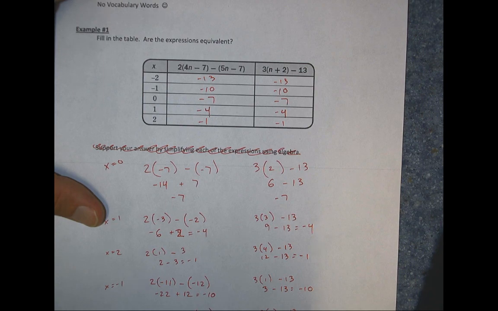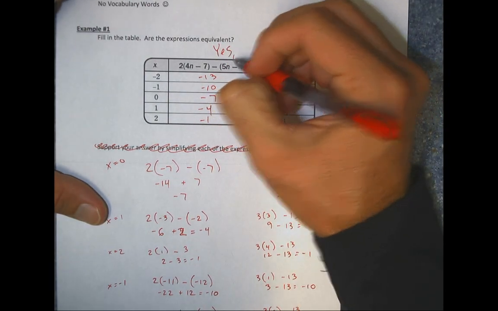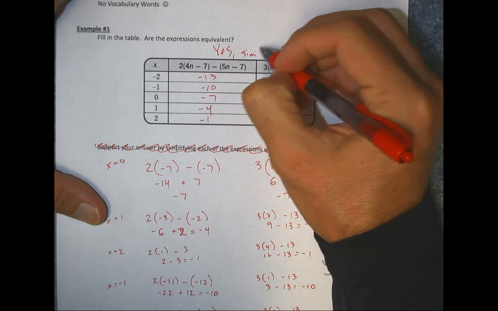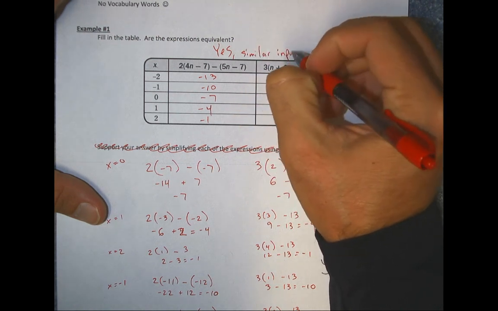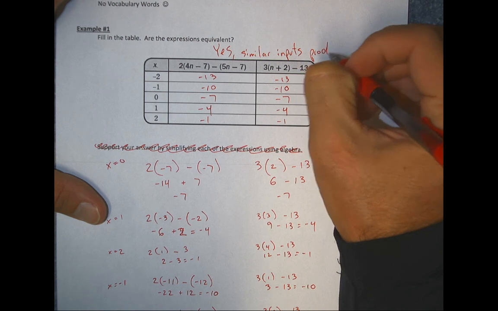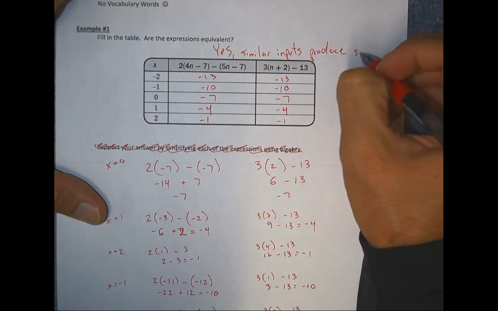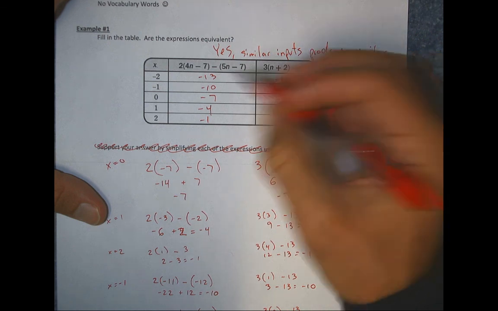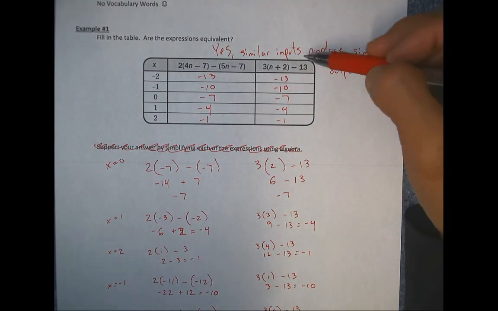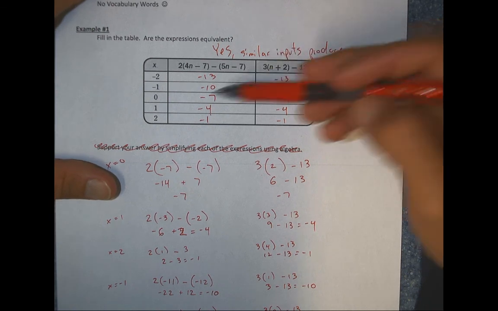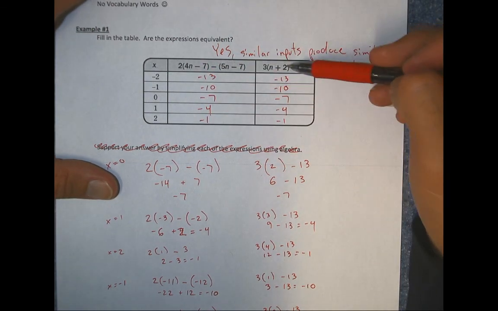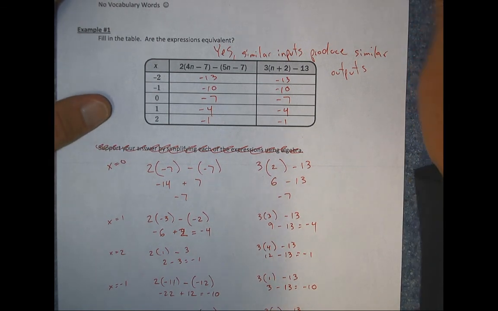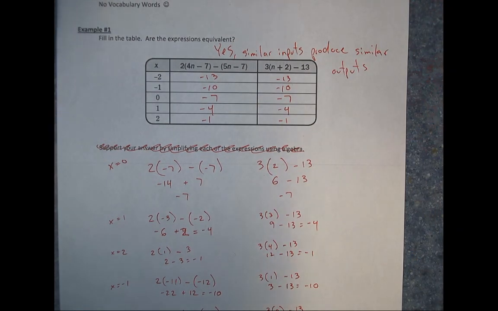So are the expressions equivalent? We would say yes, and if they did ask us to explain, which they didn't, but if they did, we would say similar inputs produce similar outputs. So the numbers we are plugging in for x would be considered our inputs, the answers are our outputs, and similar inputs into both expressions produce similar outputs. So therefore, it is completely plausible to say that these are equivalent.